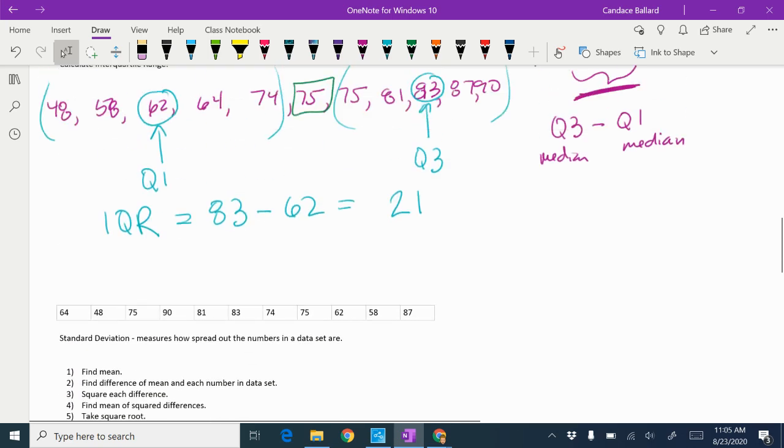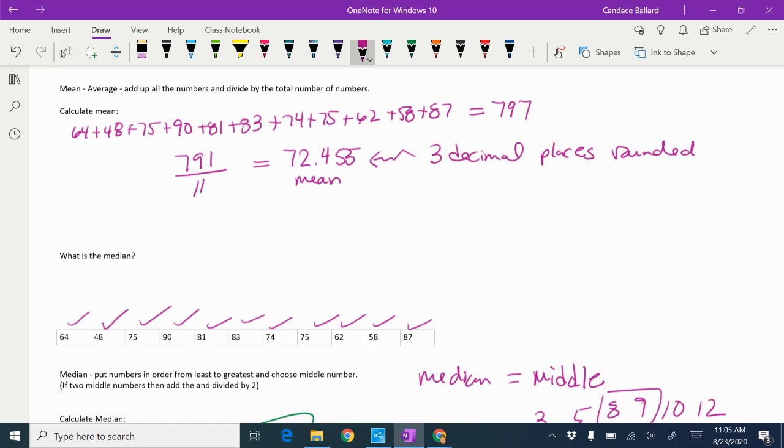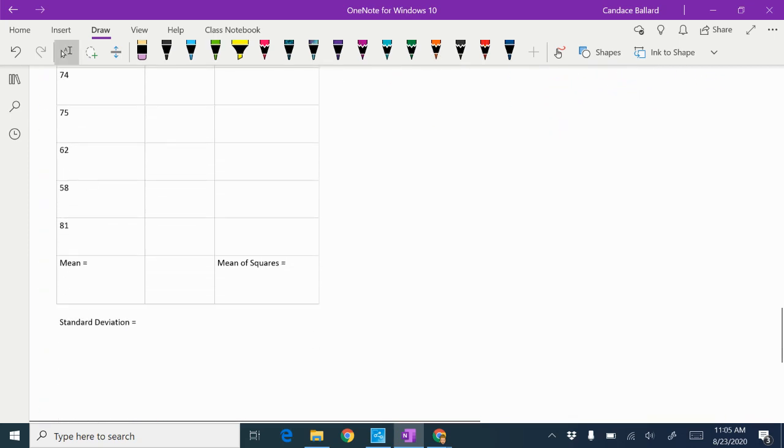So we luckily already calculated the mean way up here in the first problem. We know that our mean, unfortunately, has some ugly decimal places, but we know our mean is this. So I'm going to use that as my mean, 72.455. I'm going to write that in this part of my chart, 72.455. And when you're doing your mean calculation for your homework, you can just set up this chart and use that, okay?